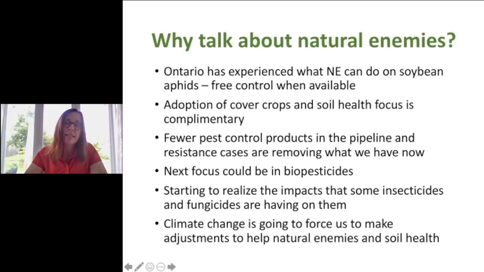And we're just starting to realize the impact and the negative influence that both insecticides and even fungicides are having, both foliar and even what we're putting in the soil on some of these. So it's something to start to really focus on and give more attention to. And as we see with climate change coming, or here, we're going to need to start to help these natural enemies in any way we can, because we may have limited ability to manage our pests, or at least need to help promote soil health and the environment that they need to help us out.